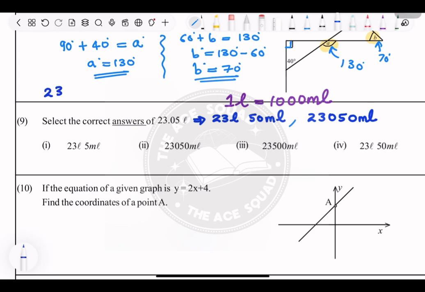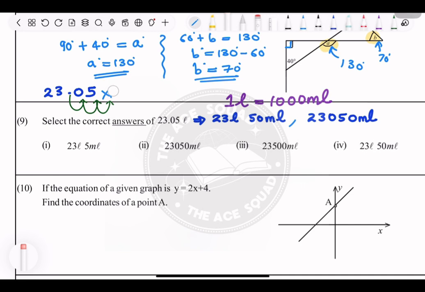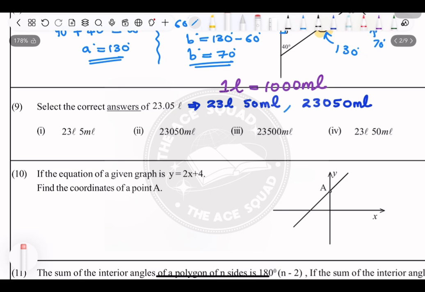So let me do that again. 23.05, so when you multiply that by 1000, what happens is basically you're moving this decimal place 1, 2, 3 spots. So when you move it like that, you just have to add the 0 to this place where it's empty. So then it's going to be 23,050. It's a very basic thing. We've done this a lot in class, so I don't think it's going to be hard for you guys.